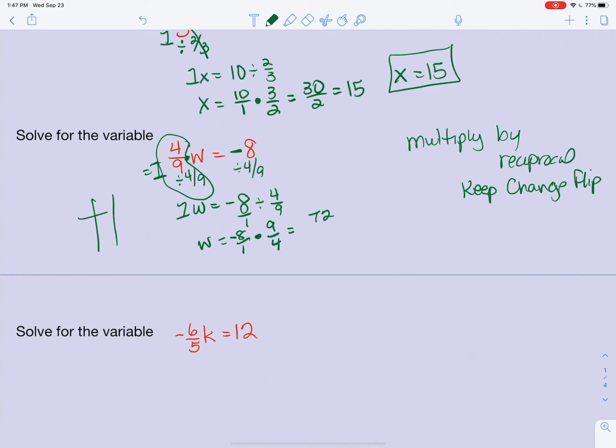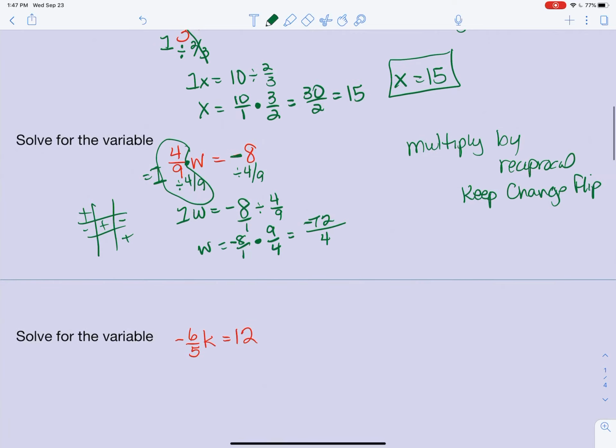But in my tic-tac-toe, I have a negative times a positive, so this equals -72 over 4. Oh boy, then I have to reduce. There's a lot of steps. 72 divided by 4 is 18. So bring your negative, -18 is your answer. So your answer is w equals -18.